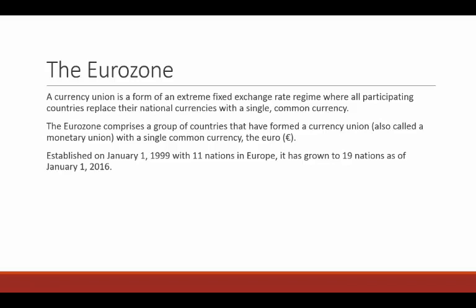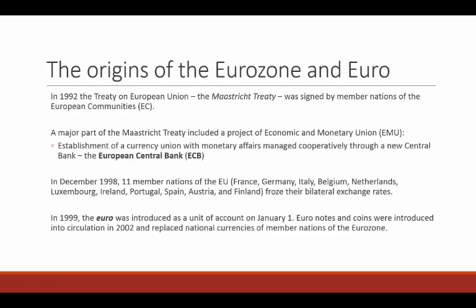The euro as a currency union was established on January 1st, 1999 with 11 nations. It has since grown to 19 nations as of January 1st, 2016. The origins of the euro date well back to the Marshall Plan that was put in place to facilitate the reconstruction of war-torn Europe in the aftermath of the Second World War.